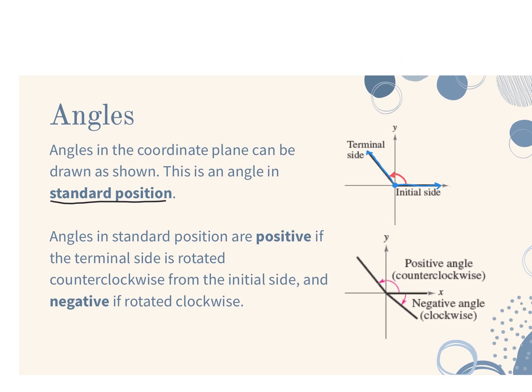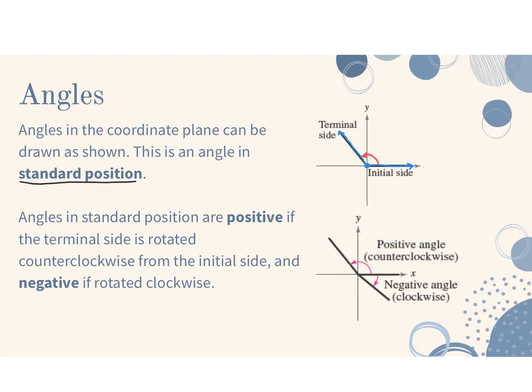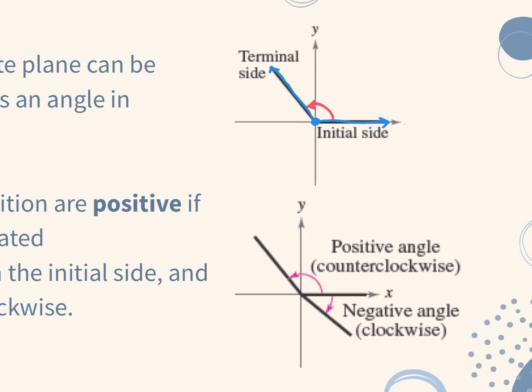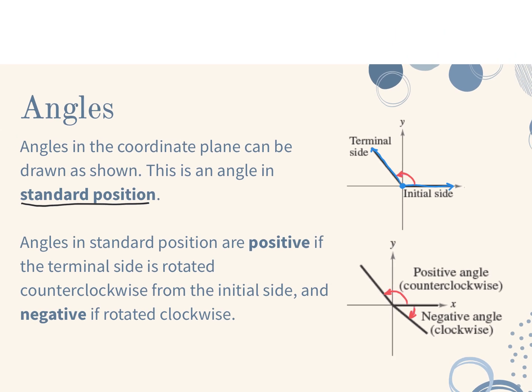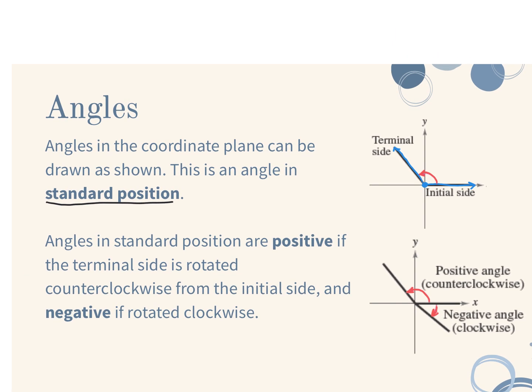Depending on how you draw it, it can be either a positive or a negative angle. These angles are positive if the terminal side is counterclockwise from the initial side, and negative if it's rotated clockwise. For example, this little arrow right here indicates that this is a positive angle, and this angle right here represents that it is a negative angle. These angles actually have some measurements. You guys know the measurements as degrees. I'll explain more about that in the next slide.